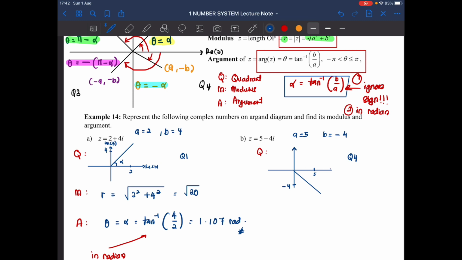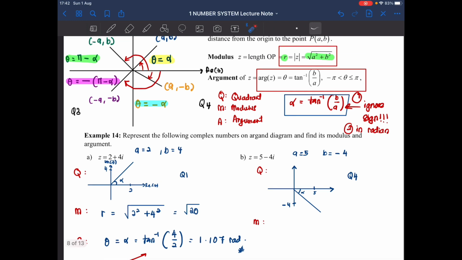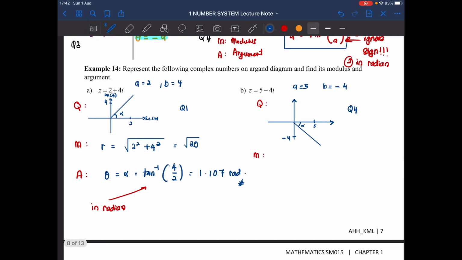Here is your angle alpha. Okay, so for the modulus, we just simply use this formula. We have R is equal to the square root of A squared plus B squared. So we have 5 squared plus negative 4 squared. And then just press your calculator, we will get square root 41.